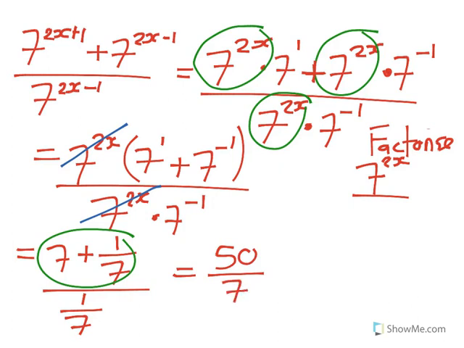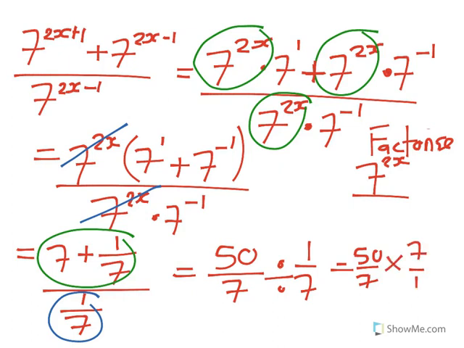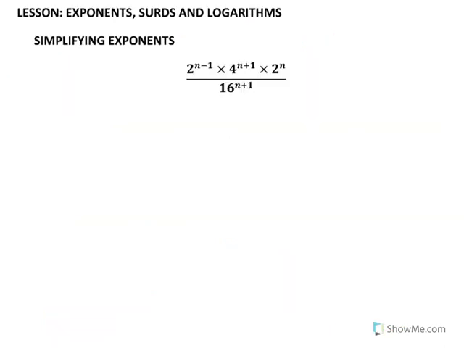On top, I'm getting 50 over 7 divided by 1 over 7, which is equal to 50 over 7 times 7 over 1, and you can see the answer there is 50. So somehow I used my calculator in a clever way, and I can prove that I didn't use a calculator, and I can get my answers correct.